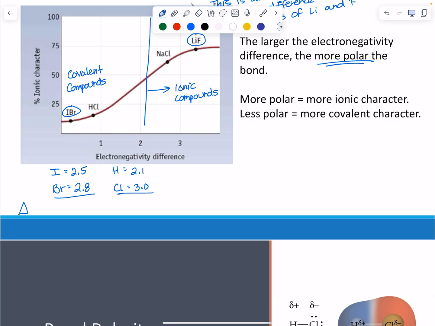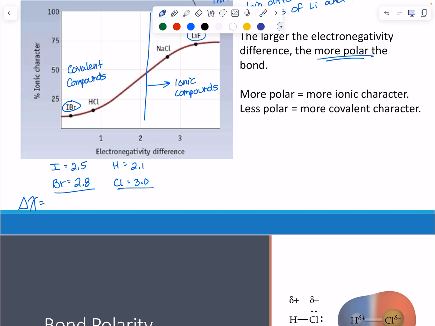So the difference between these two, and we're just going to do it so the number comes out positive, is for the iodine and the bromine, 0.3. And then for the hydrogen and the chlorine, it's, let's see, it's 1.1. Sorry. Sometimes it's hard for me to do basic arithmetic while I'm lecturing.